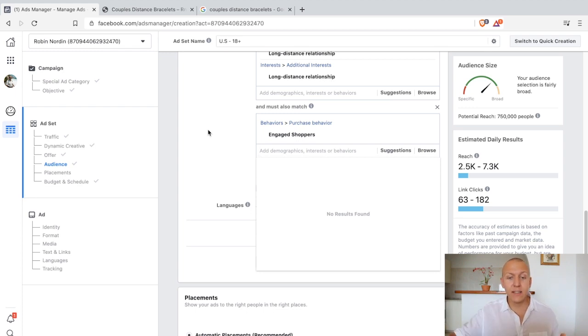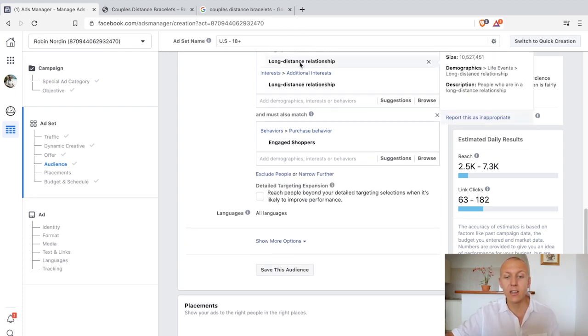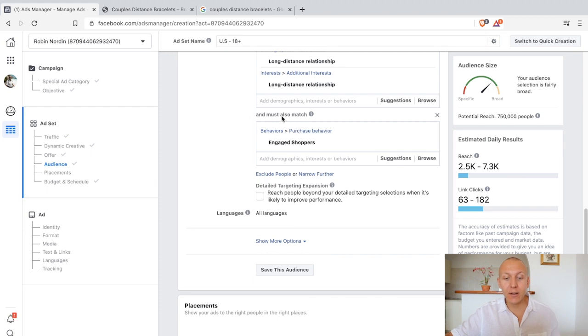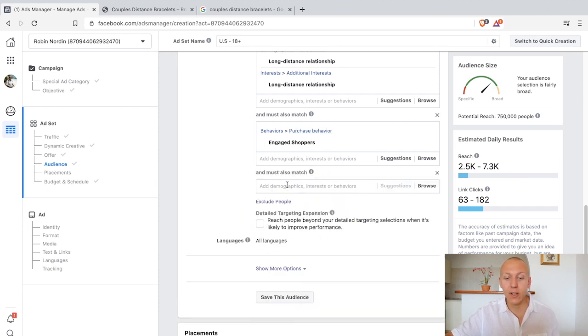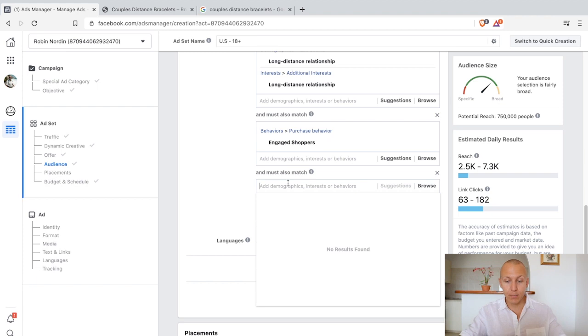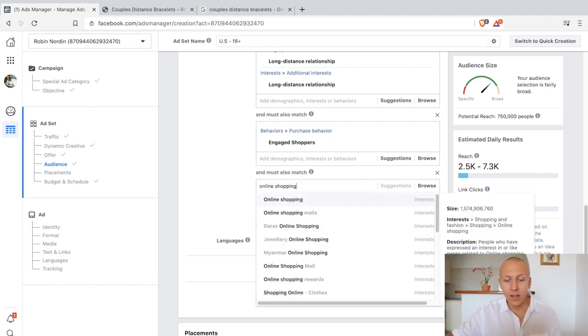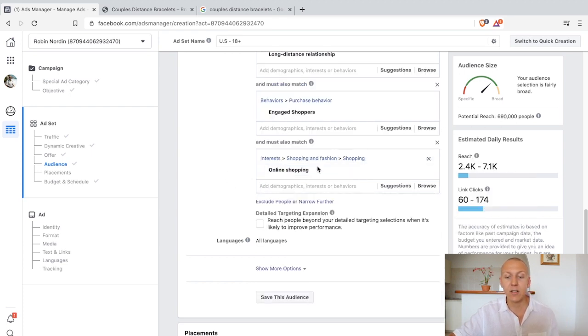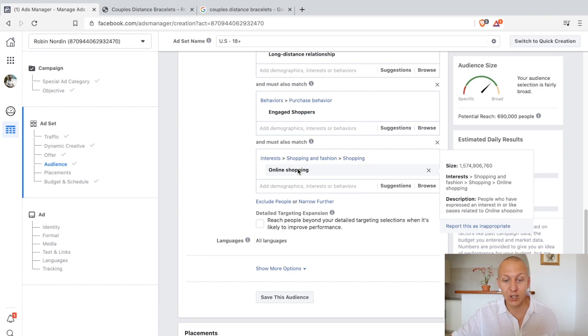Because now we're specifically targeting people who are in or like long distance relationships and who also are engaged shoppers. They have a shopping behavior, all right? So in order to narrow it down even further, we can click on narrow further, and now we could add in, for example, online shopping. As you can see, online shopping has 1.5 billion people in it. So we're going to add that in, and then we go from 750,000 to 690,000. Those are people who enjoy online shopping, and of course, those are the kind of people we want to target.